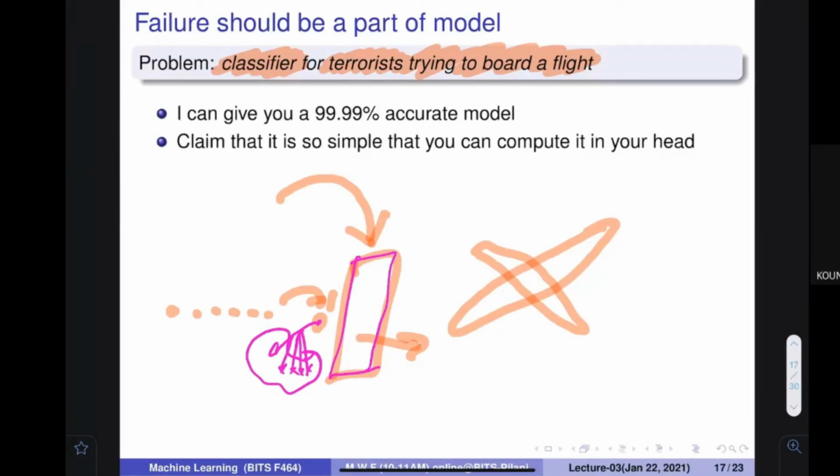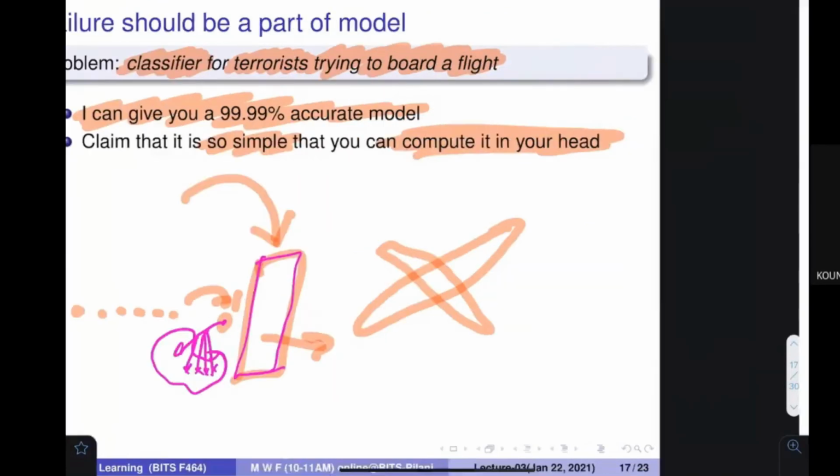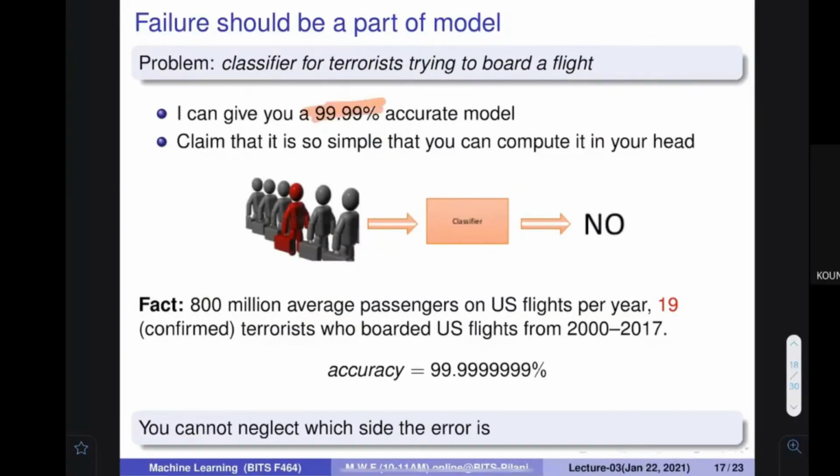So I claim that I can give you a 99% accurate model, and the model is very simple, you can compute it in your head, meaning you need not do any computation, and it has an accuracy of 99%. And what is that model? Whenever a person is coming, you say that no, he is not a terrorist, and let him enter. What is the accuracy of this particular system?